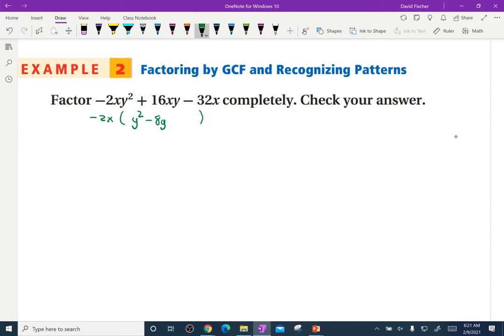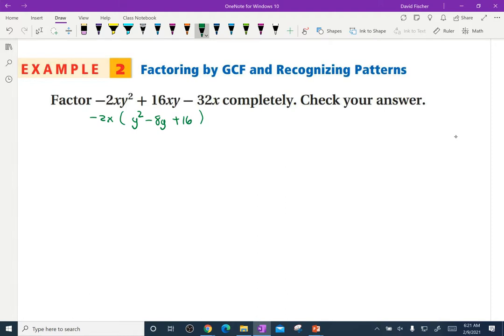So before I go any further, when I'm done here, I want to check and make sure all my signs are right, because it's very frustrating when you start factoring this and you mess up on your signs. So negative, positive, that one's good, that one's good, and that one's good.